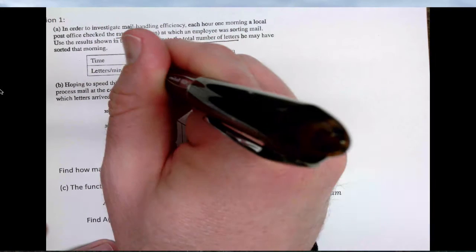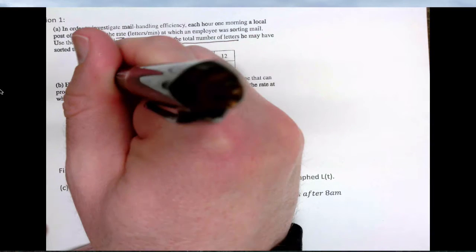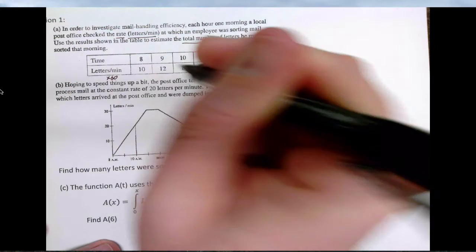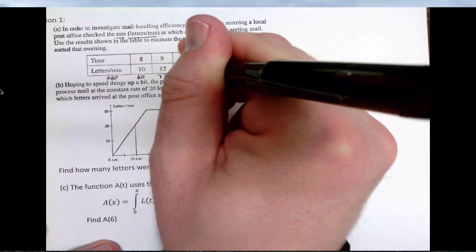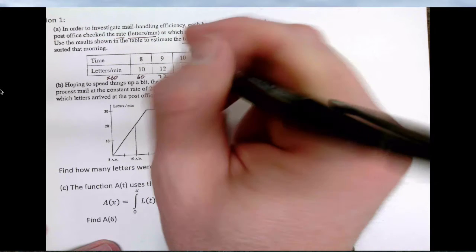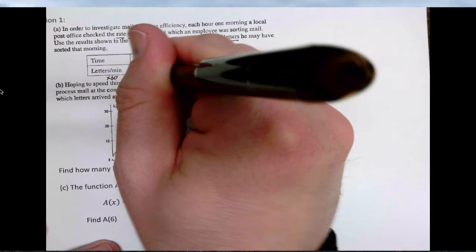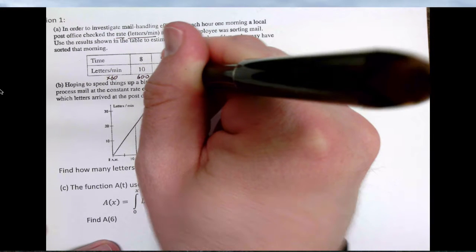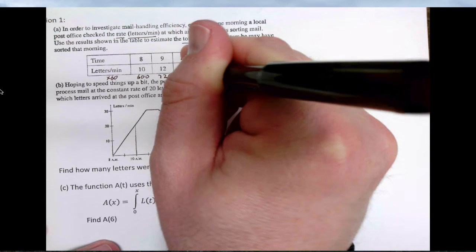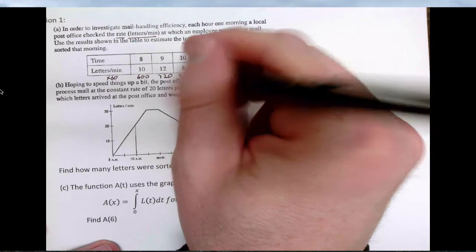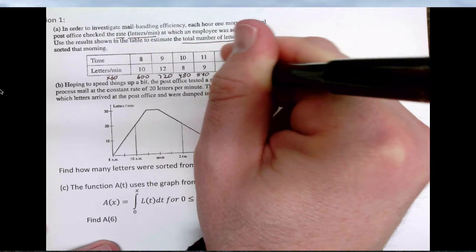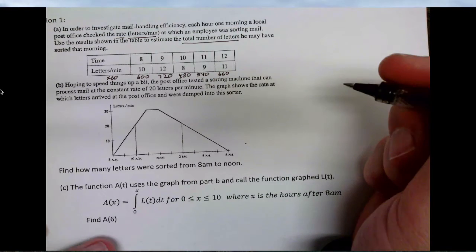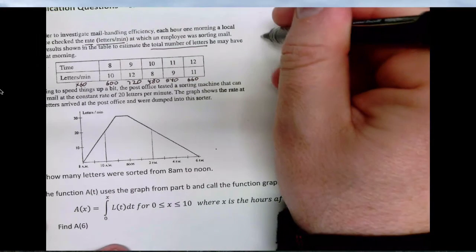Okay, so I'm just going to take each of these, I'm going to multiply by 60, so then that would be letters per hour. So here we would have 60, okay? 60 times 12 is 720. 8 times 60 would be 480. 9 would be 540. And 11 would be 660. There we go. Okay, now I can draw a picture of this.